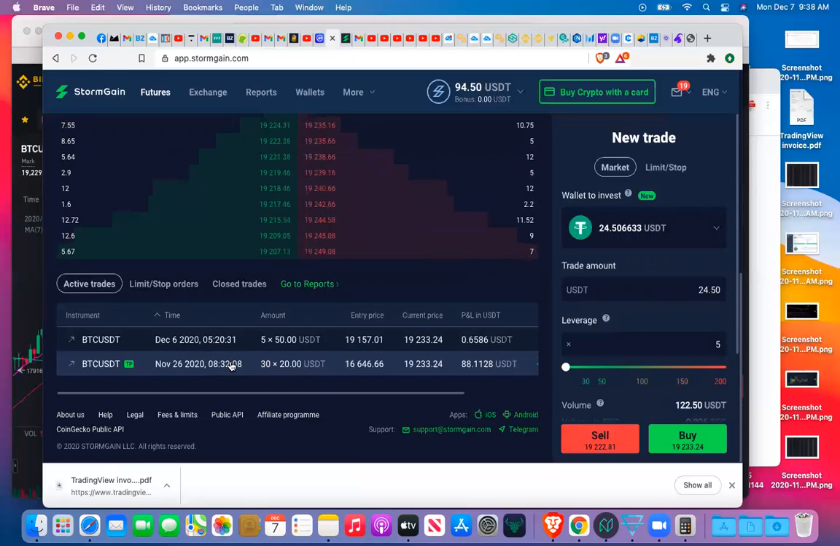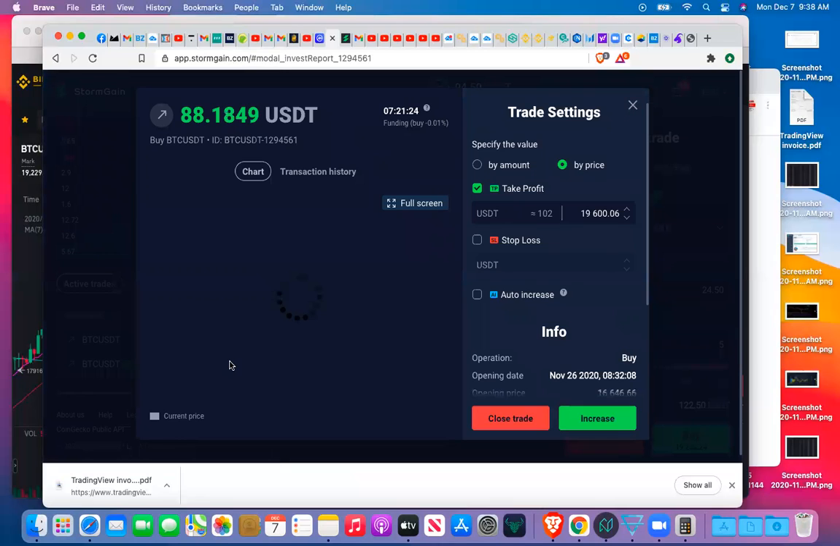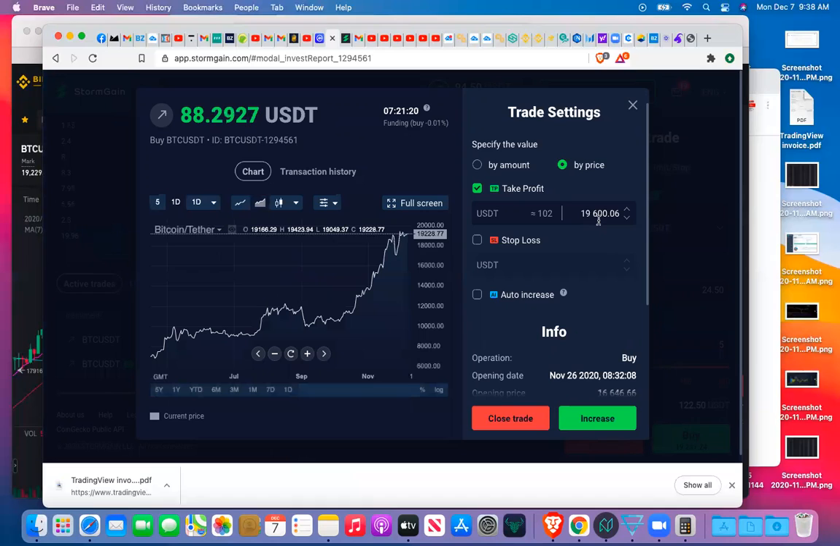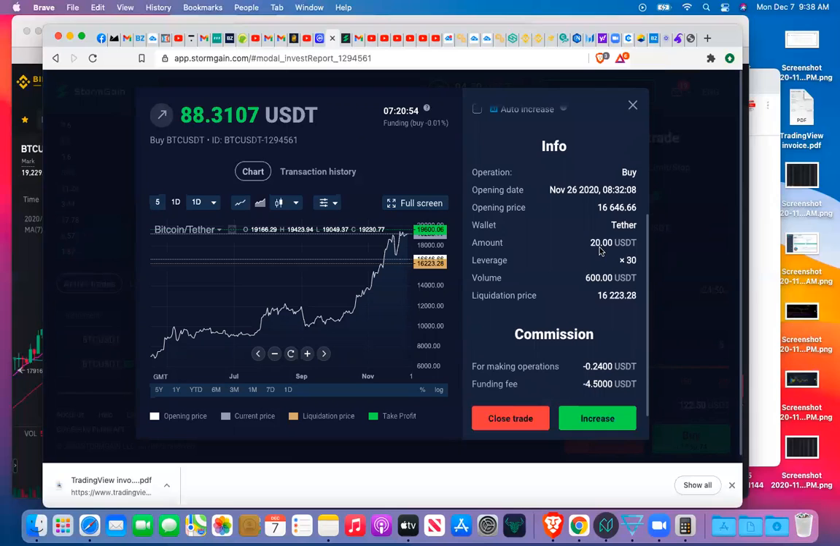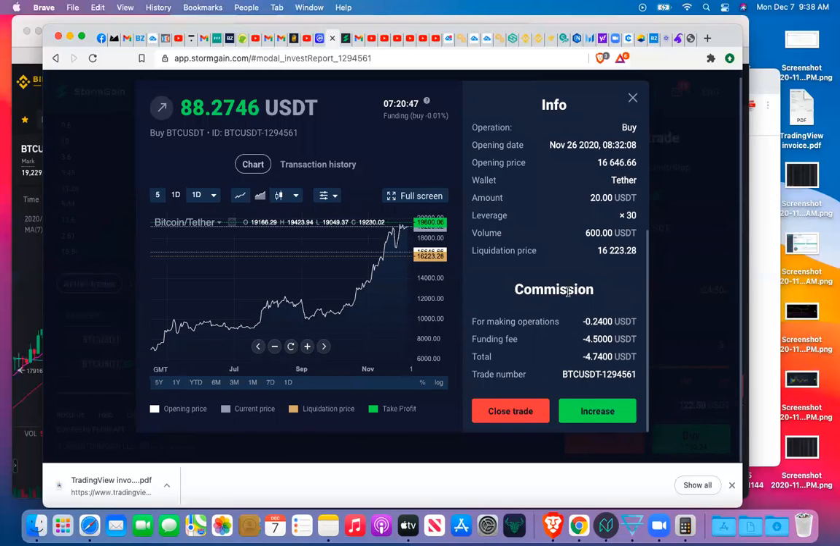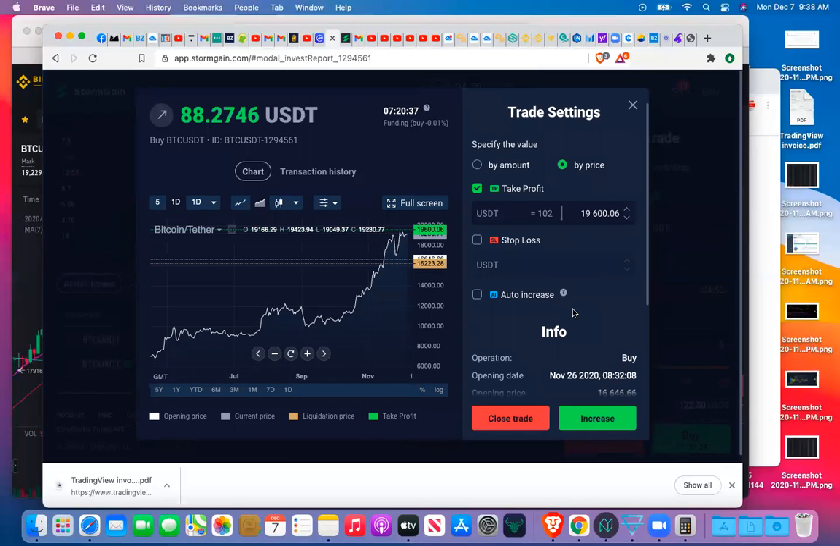But that was a very risky market. Maybe let's check where I said to take profit already. $19,600. Okay, you can see where I said take profit. Now the market has not gotten there, but if it gets there eventually, I'm going to make $102 as my profit. So it just shows you, when I entered the market at $16,646, my money there is just $20. They lend me additional funds, so I'm trading with $600. With the profit moving, there are operation charges, the funding fee, minus this, all of that. And so when the market gets there, I'm going to make some profit.